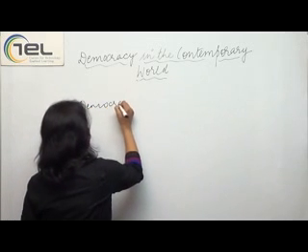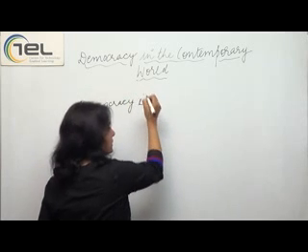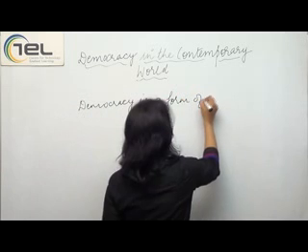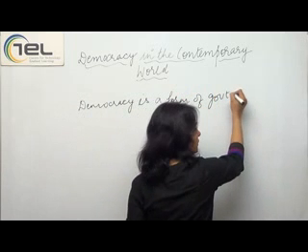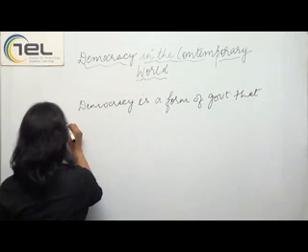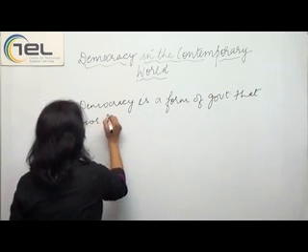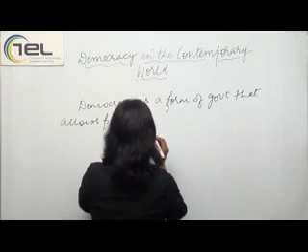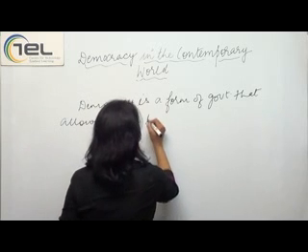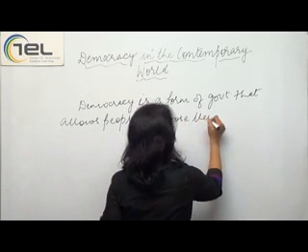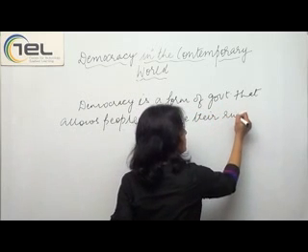So democracy is a form of government that allows people to choose their rulers.